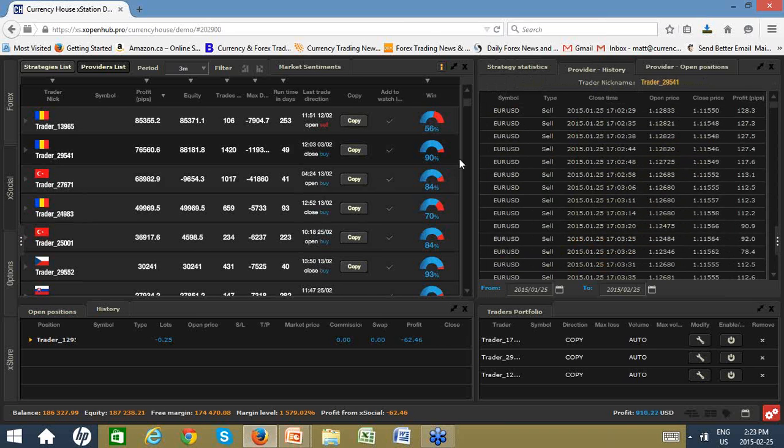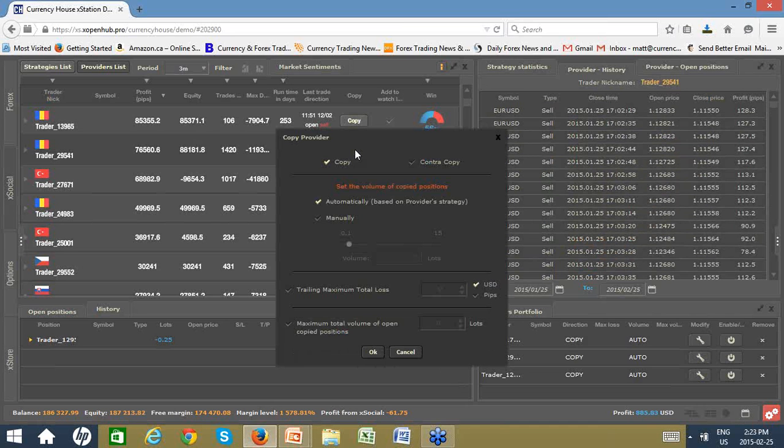So if you want to copy them, just drag your cursor over to copy. Simply click, and then this screen will come up. This allows you to essentially adjust your copy on the person, so you can just do it automatically based on the provider's strategy, meaning that whatever they do, you do in turn. If they make a one lot contract on Euro USD and they short it, you do the exact same thing, and your stop loss and take profit are the exact same as whatever they put. Or you can manually do it if you are a little bit cautious, and you can do it on a certain percentage.